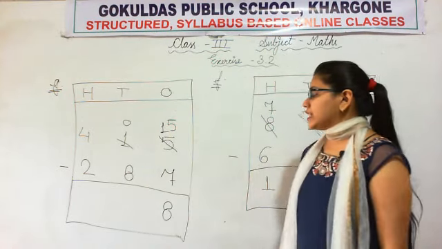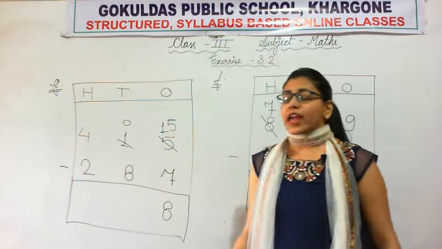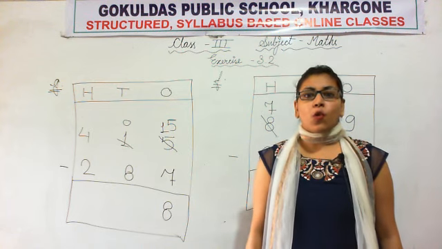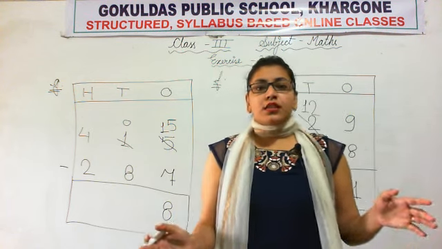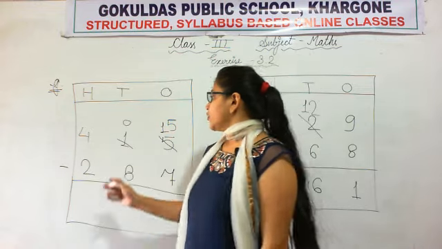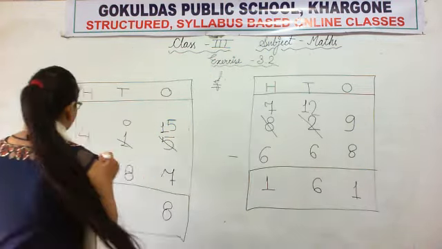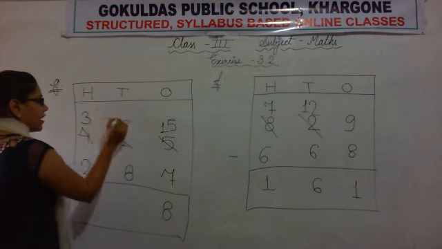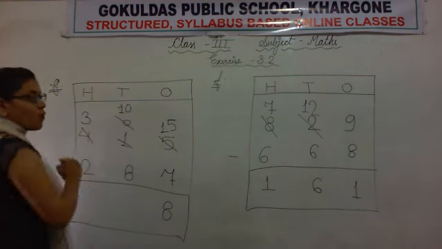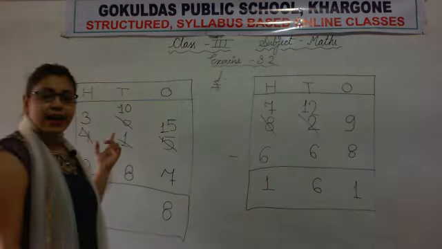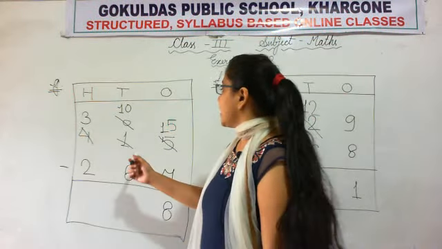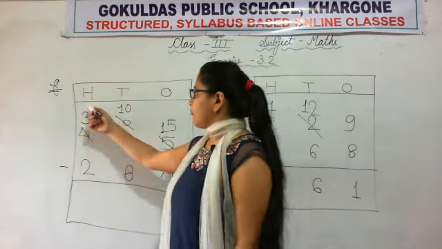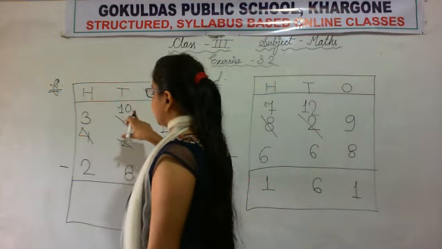Now moving towards tens column. 0 minus 8. Now can we remove 8 from the 0? No. Why? Because we always subtract smaller number from the bigger number. So now again we have to take borrow. We'll take borrow from hundreds place. This 400 will become 300 and this 0 tens will become 10 tens. Because 100 means 10 tens.